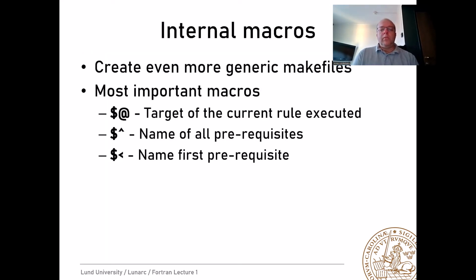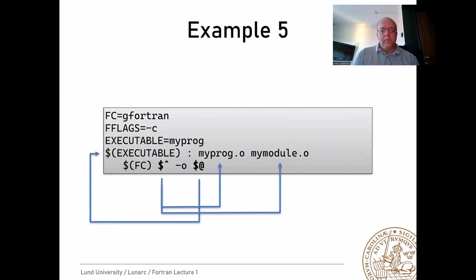You can also use something called internal macros that can make even more generic makefiles. You can have the target of the current rule executed. You can have the names of all prerequisites and the name of the first prerequisite. So here you have the executable, that's this rule here. You have to build the first one here, that points to this one, and this one points to the name of the target here.